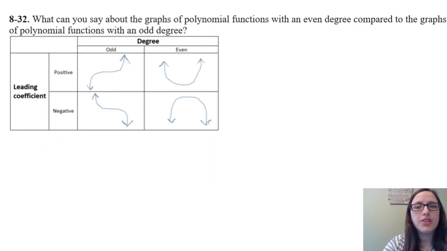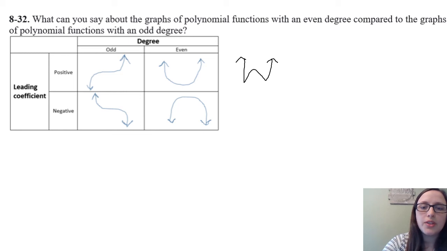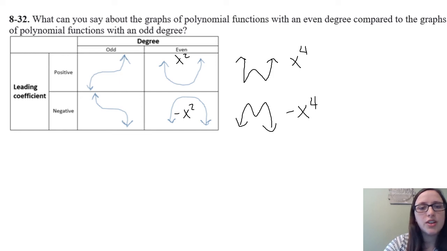All right, number 32, I filled in the notes for you guys. So an even degree has graphs that kind of look like this. They could also kind of look like the W's that go up or the W's that face down. These are second degree polynomials. This one is negative since it faces down. These would be like fourth degree polynomials facing up and then a negative in front, negative orientation.